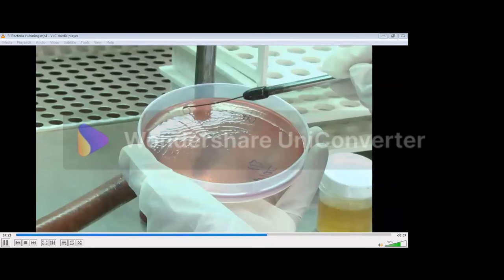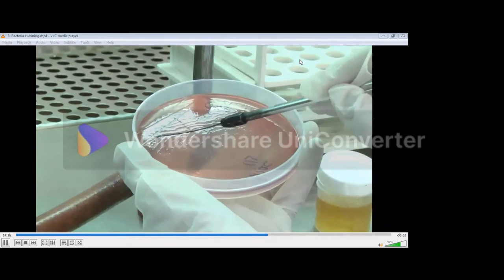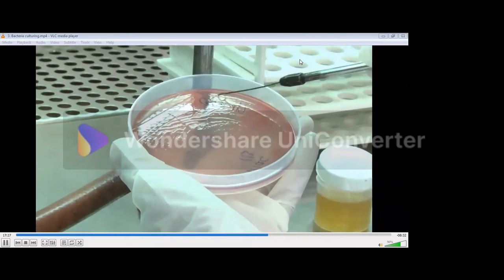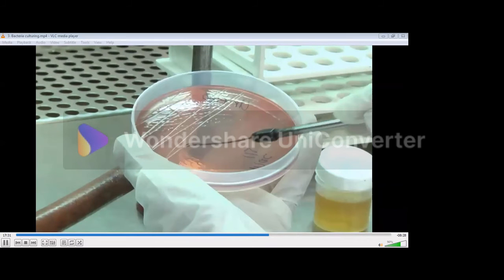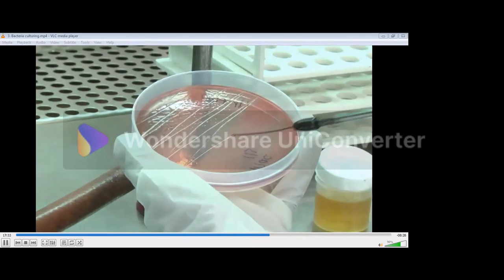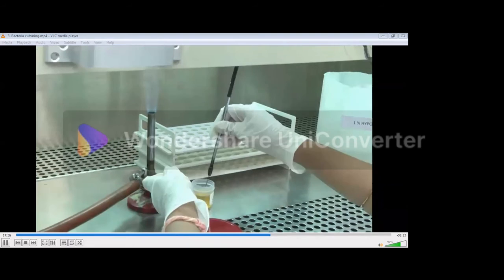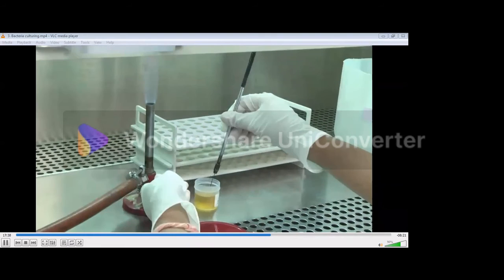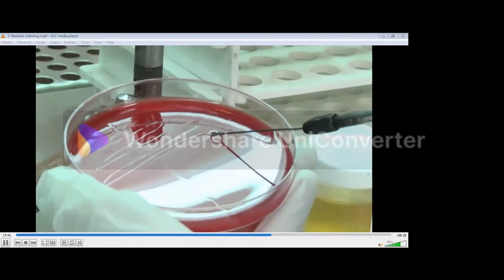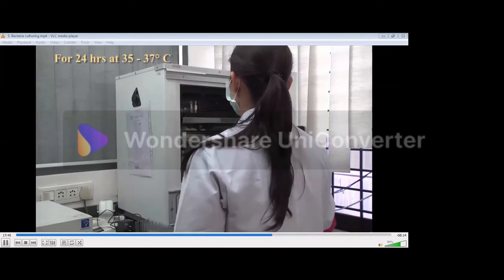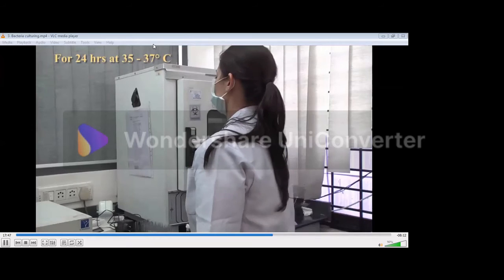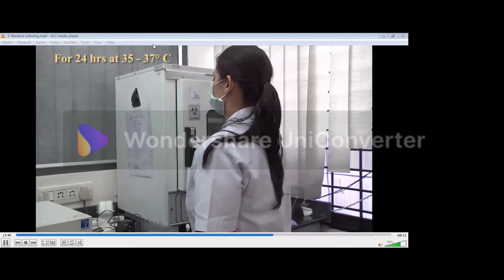Then, starting from one end of the line, spread the inoculum in a zigzag fashion across the middle line, covering an adequate portion of the surface of the agar. Without reflaming, insert the loop vertically into the urine container again and repeat the procedure for the other plate. Incubate plates for 24 hours at 35 to 37 degrees centigrade.